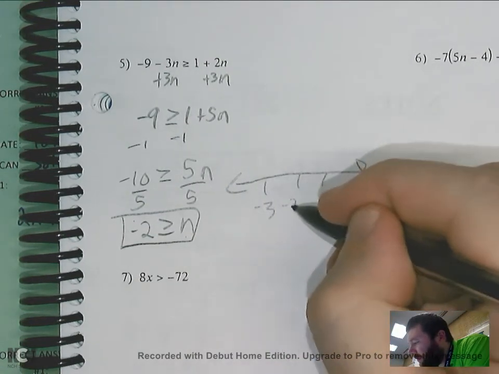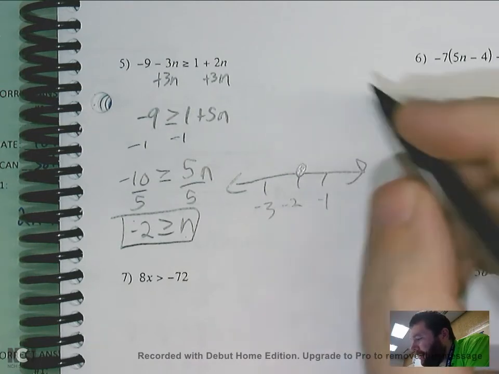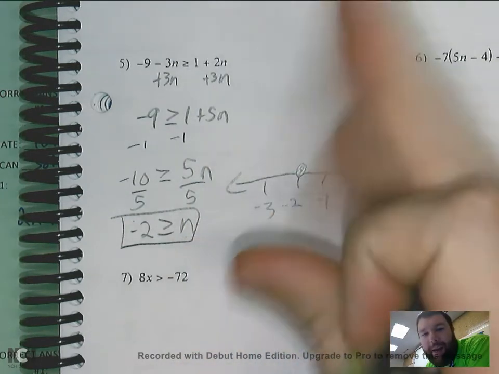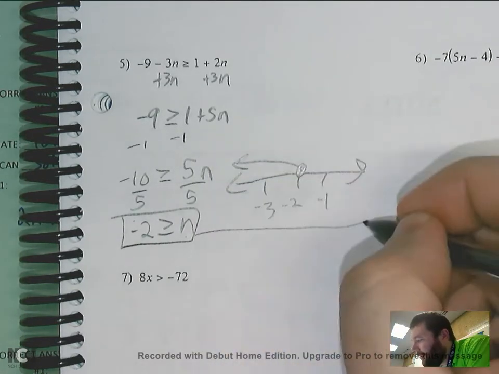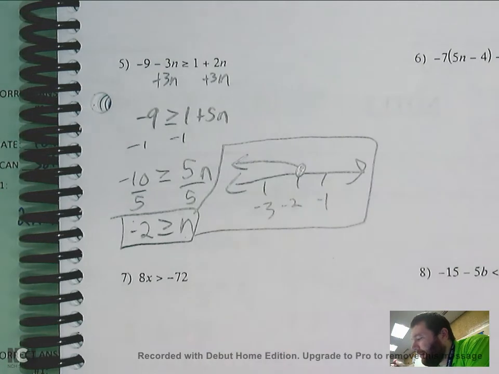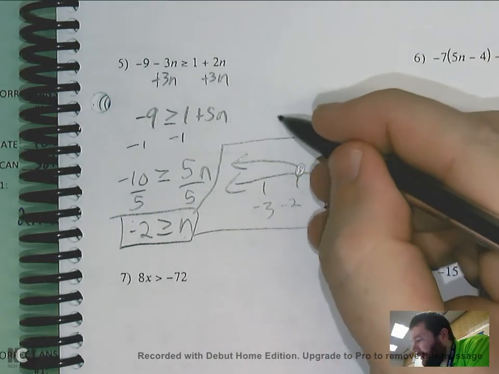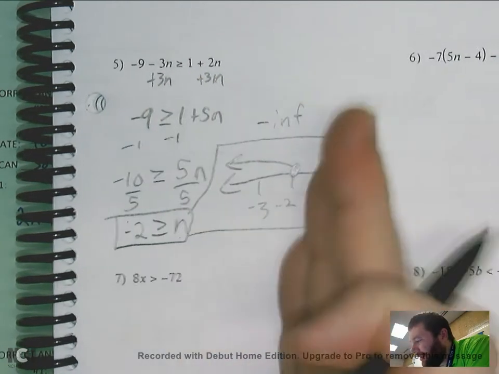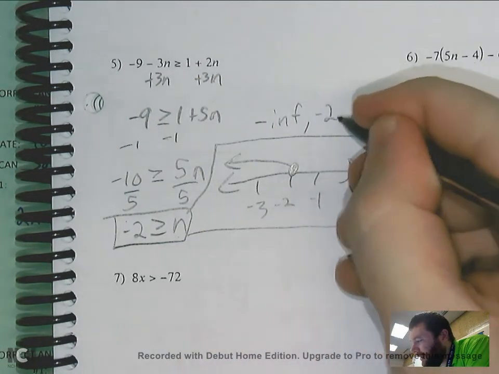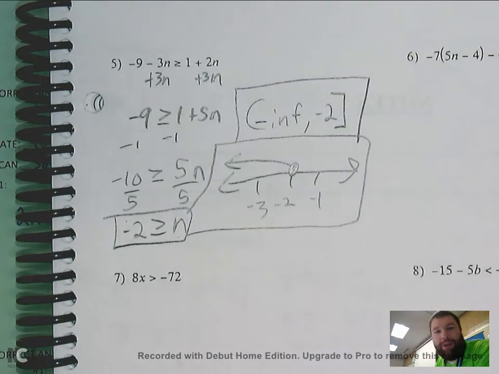Negative 3, negative 2, negative 1. It's going to be a closed circle at negative 2, and it is eating the number this time, finally. So it's going to go to the left. So that's the difference between going to left and right, is it's eating the number. So then the least number is going to actually be negative infinity, and the greatest number is going to be negative 2. Negative 2 would have a bracket, infinity always has a parenthesis, and that's your third answer there.